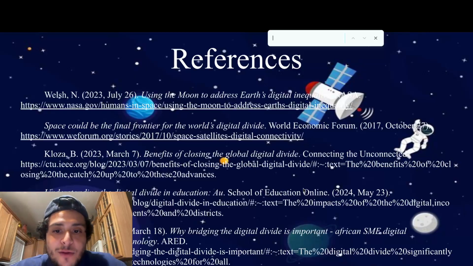When we look up at the sky, we may see stars, but we also see solutions. From satellites to lunar projects, space isn't just about exploring the unknown, it's also a tool that we can use to ensure no one is left behind.